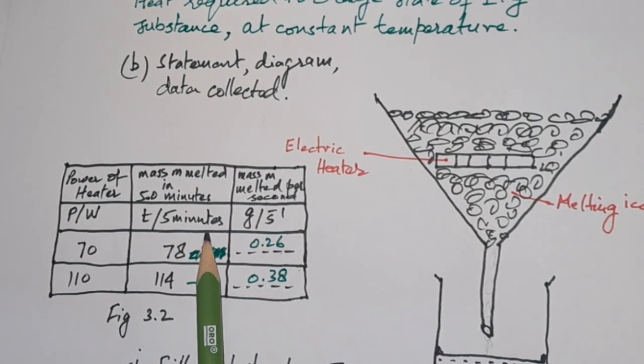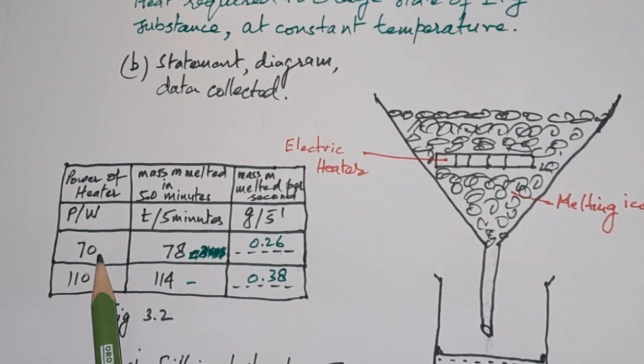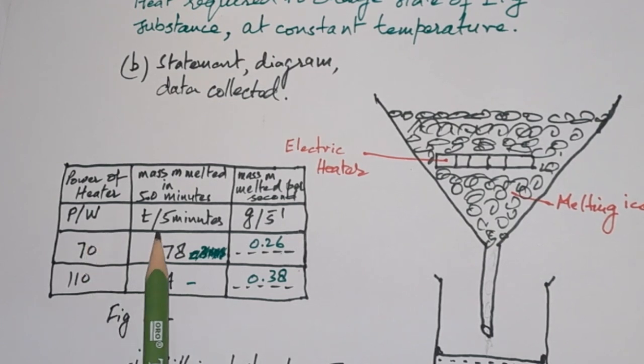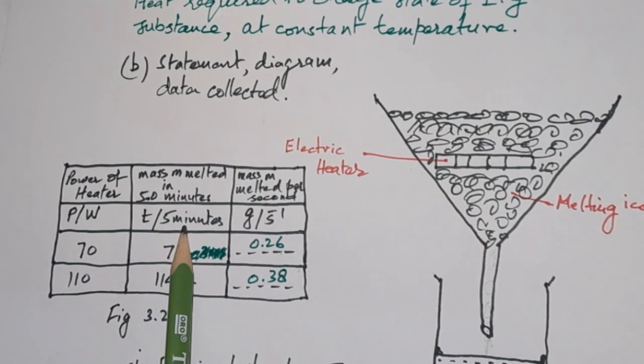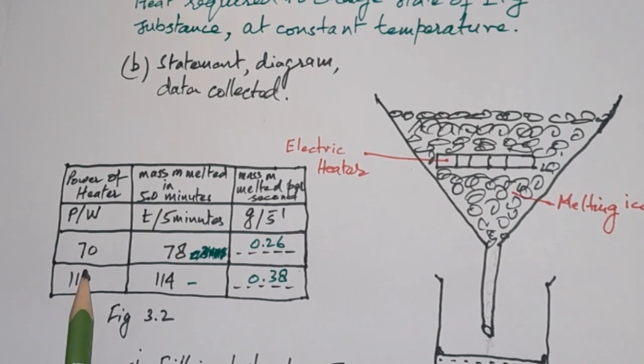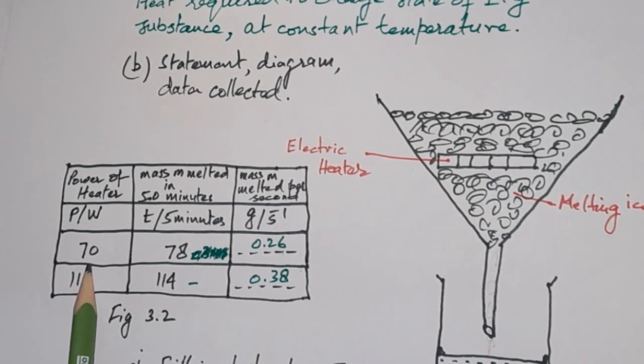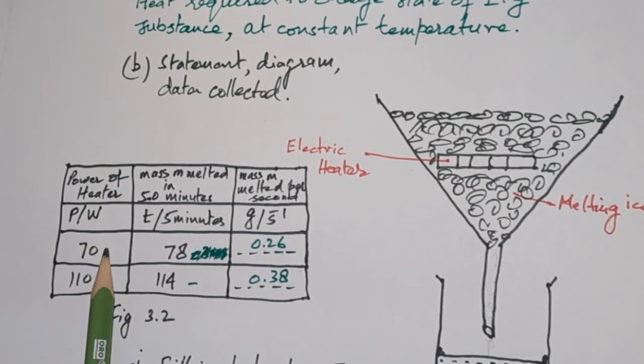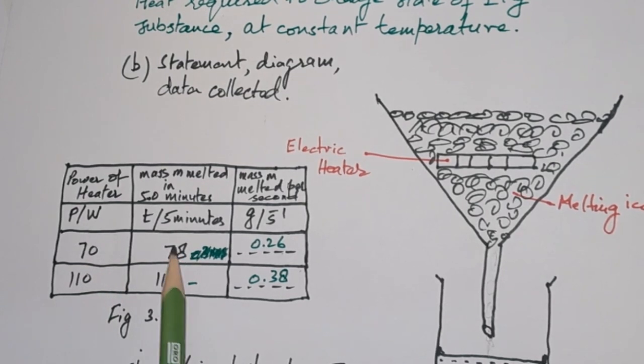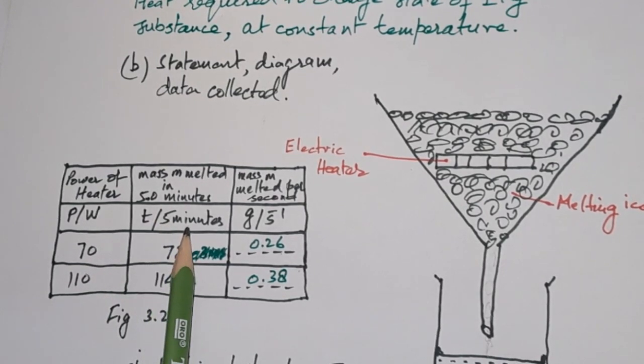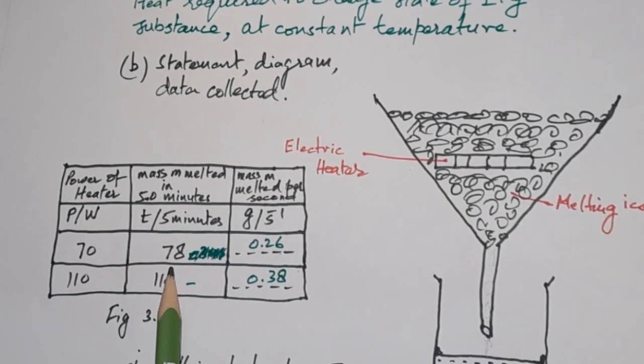Together with the power P of the heater, the power P of the heater is then increased. Can you see the power was 70 watt for first 5 minutes and 110 watts for second 5 minutes. A new reading for the mass m of the melted ice in 5 minutes is recorded. For 70 watt power, the mass in grams is 78.